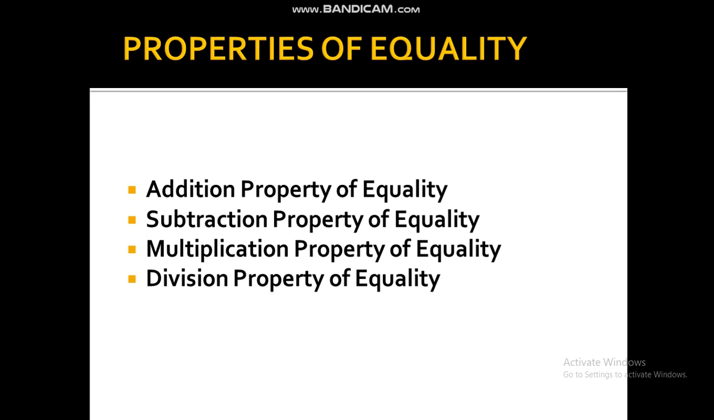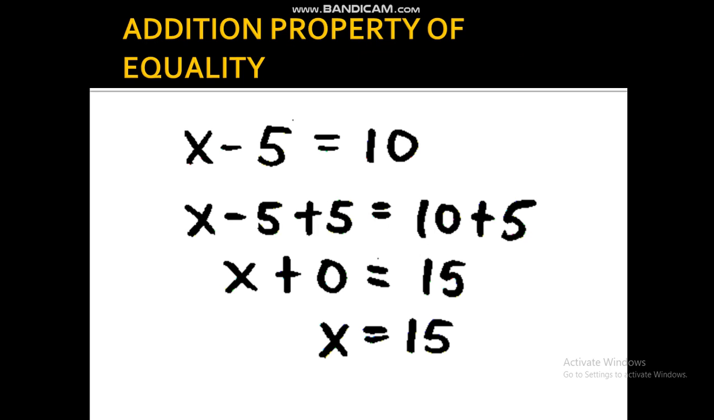Let me show you the properties of equality. We have first the addition property of equality, second the subtraction property of equality, third the multiplication property of equality, and lastly, the fourth property, the division property of equality. So let's have first the addition property of equality.